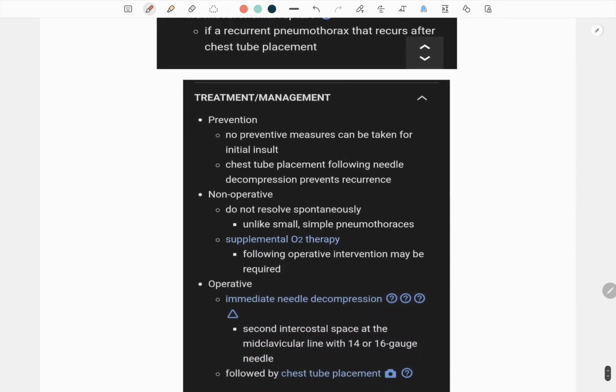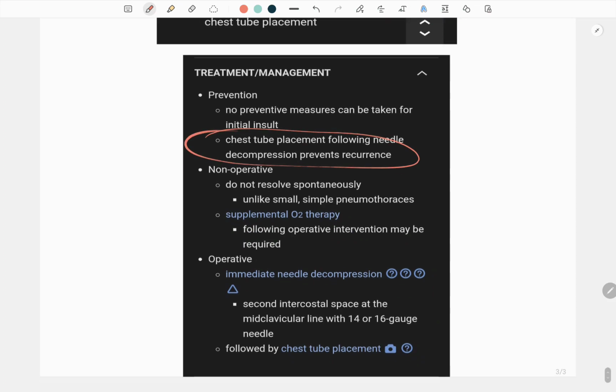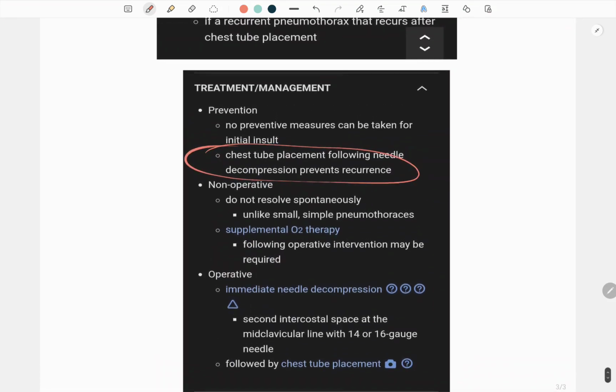If we talk about the treatment part, prevention: there is no preventive method that can be taken for the initial insult. The chest tube placement following needle decompression prevents the recurrence. Let's talk about the other thing. It does not resolve spontaneously, and unlike small simple pneumothorax, you also need supplemental oxygen therapy.